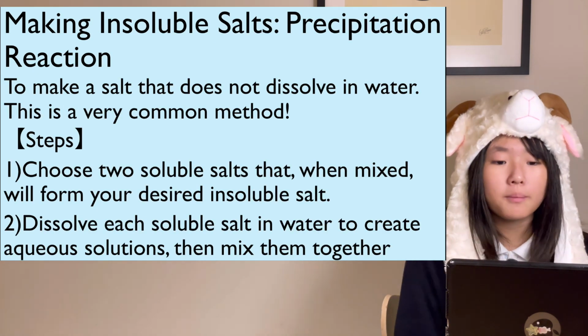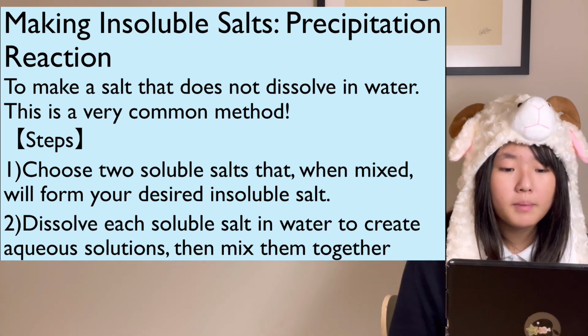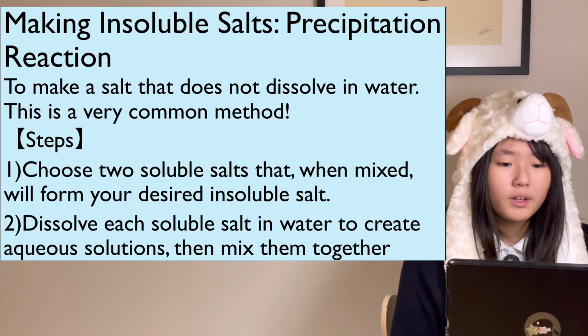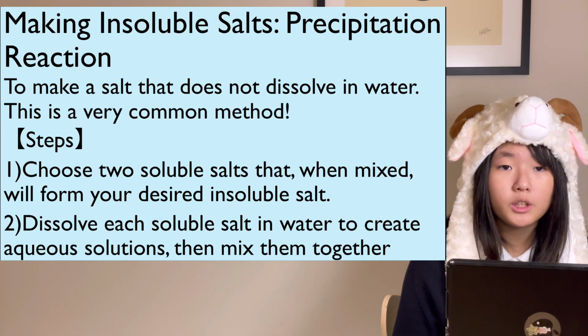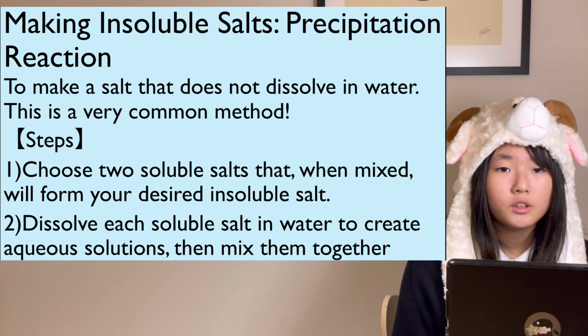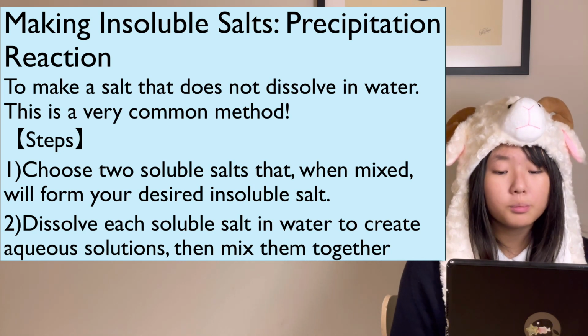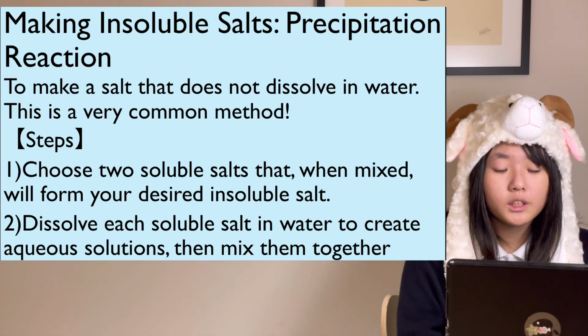Now I'll teach you how to make insoluble salts. The precipitation reaction, to make a salt that does not dissolve in water. This is a very common method. First, choose 2 soluble salts that, when mixed, will form your desired insoluble salt. Then dissolve each soluble salt in water to create aqueous solutions. Then mix the 2 solutions together.